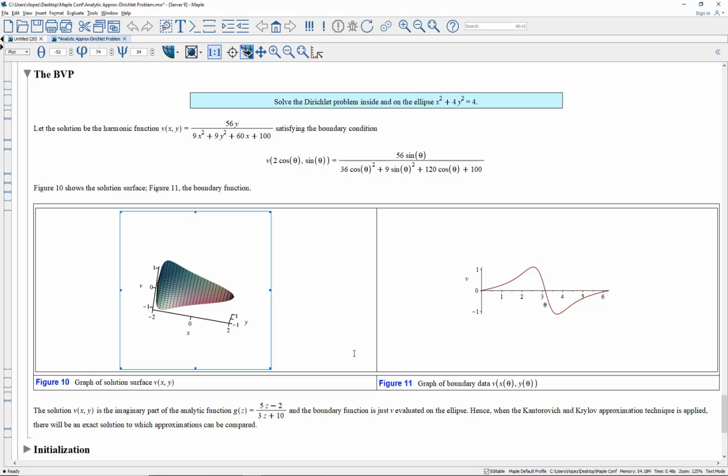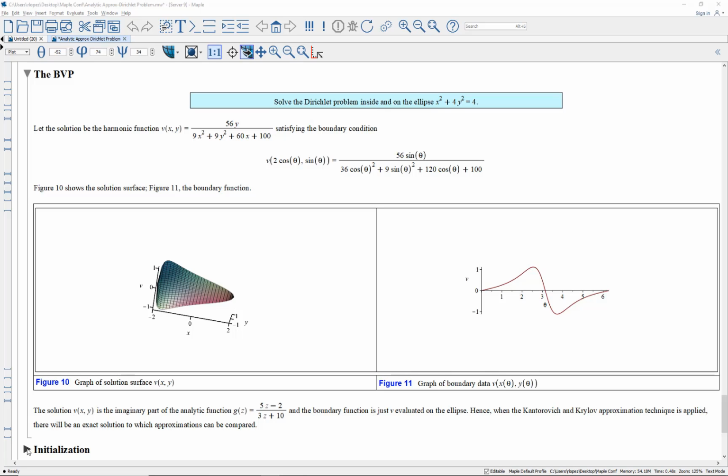And where did I come up with this? Took the imaginary part of this linear fractional transformation, and I evaluated it on the ellipse. Then I applied the Kantorovich and Krylov approximation technique. So I would have an exact solution to the problem that I was building an approximation to.